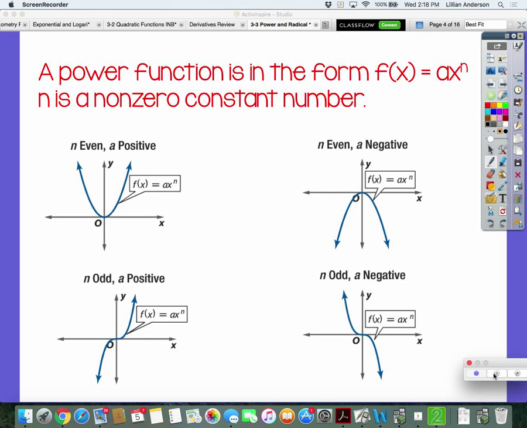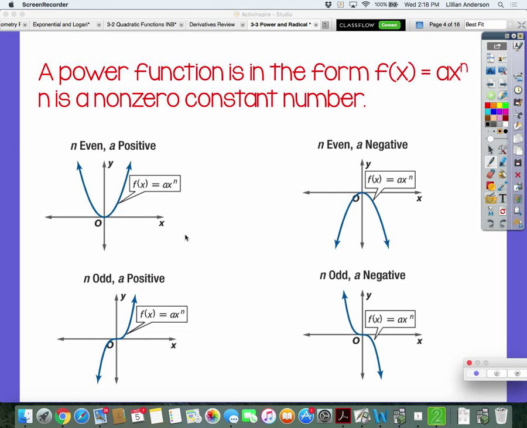So n is an even number. So if your exponent is an even number, 2, 4, 6, 8, and a is a positive number, then basically you have a graph that's going to look similar to the one over here on the top left. Basically, both of your ends are going to be pointing up. However, if n is even and a is negative, it's going to be opposite. It's going to be pointing down.